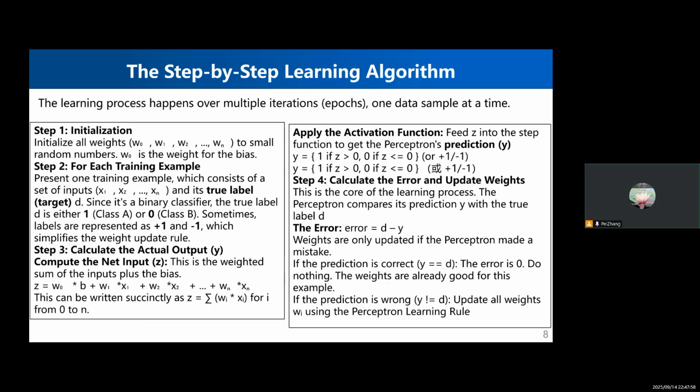Step 4, calculate error and update weights. This is the core of the learning process. The perceptron compares its prediction output Y with the true value label D. So the error is equal to D minus Y. And the weights are only updated if the perceptron made a mistake. If the perceptron is correct, the error is 0. Therefore, the weights are already good for this example. If the perceptron is wrong, update using the perceptron learning rule.